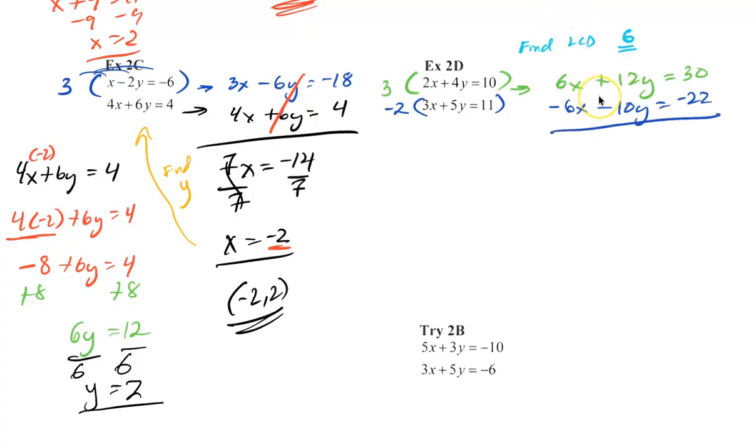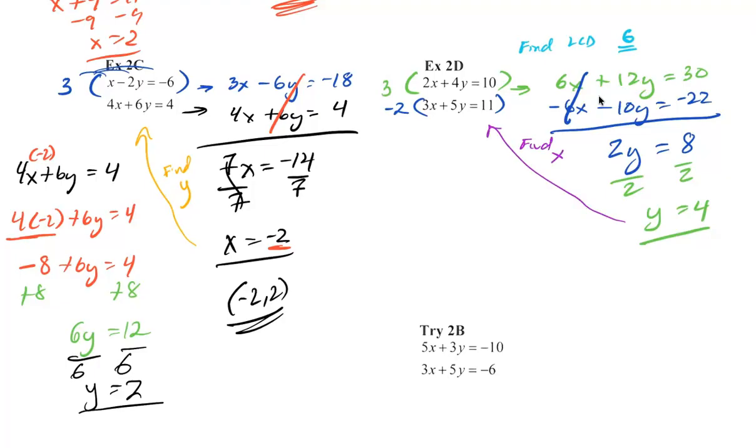Now when I add these two equations up, these are going to cancel out. I'm going to get 2y = 8. Let's divide that by 2. And I get y = 4. Remember, we are not done. We also need our x. So we have to plug this guy back in to find x.